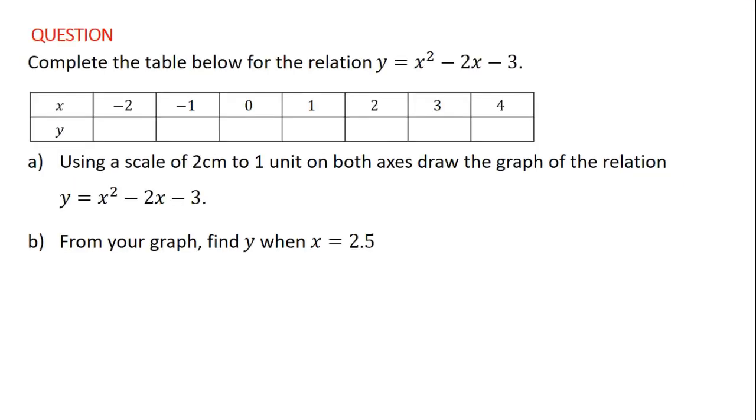The first question is, complete the table below for the relation y is equal to x squared minus 2x minus 3. Using a scale of 2 centimeters to 1 unit on both axes, draw the graph of the relation y is equal to x squared minus 2x minus 3. From your graph, find y when x is equal to 2.5.